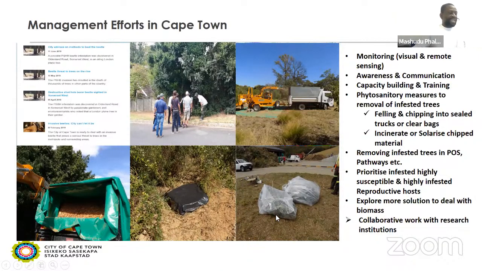Where incineration is not possible, we solarize the material in clear plastic bags. The recommendation is that infested material being solarized must be solarized for a minimum of 6 weeks during summer and up to 6 months in winter. We are currently prioritizing removals in public open spaces and pathways. We are also exploring more solutions for dealing with biomass, and we are doing some collaborative work with research institutions.